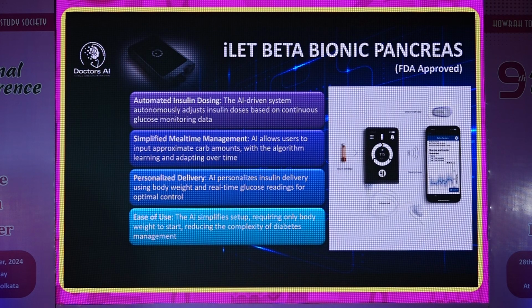and this is something that was beyond imagination in the earlier days, but that's how precision medicine can get you there. There is another FDA-approved insulin pump called the iLet Bionic Pancreas, which has also been approved by the FDA for automated insulin dosing and simplified mealtime management using the artificial intelligence algorithm. The most important part of all these tools is that they have to be easy to use. The user interface has to be very good so that the patient does not feel any complexity when they're using it.